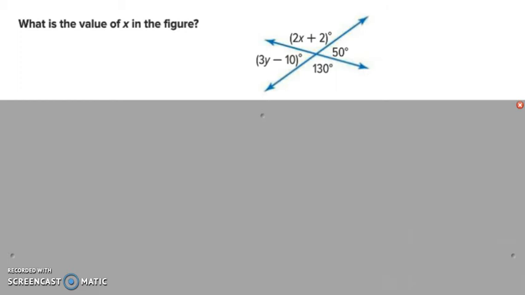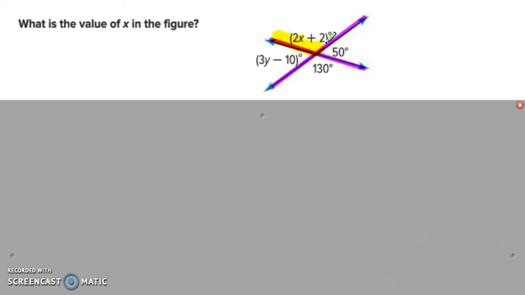In this example, we want to find the value of x in the figure. And we're looking for this value right here. Notice with these two lines, we actually have an x that is formed. And anytime we have an x that is formed, we are going to have vertical angles.